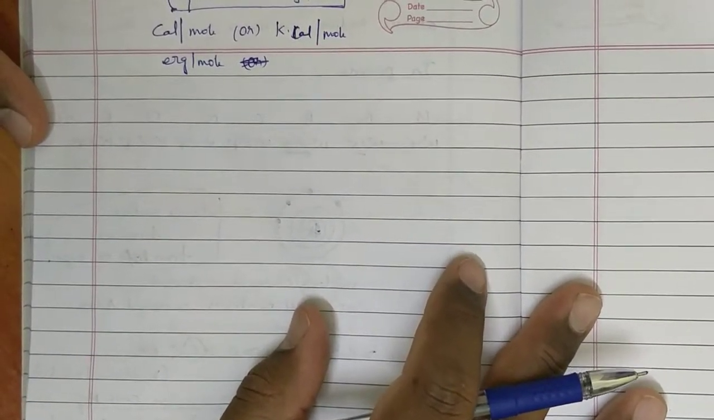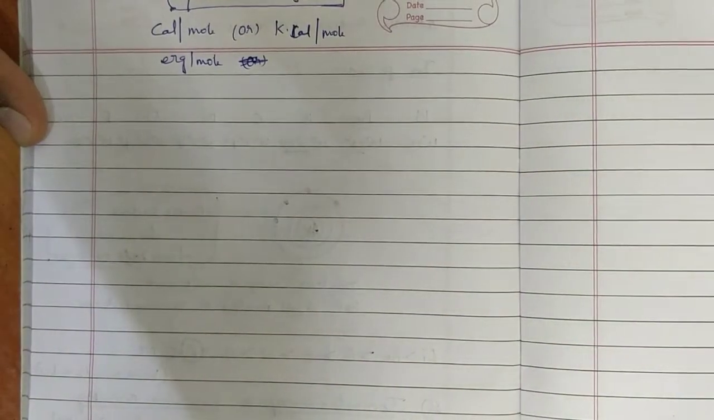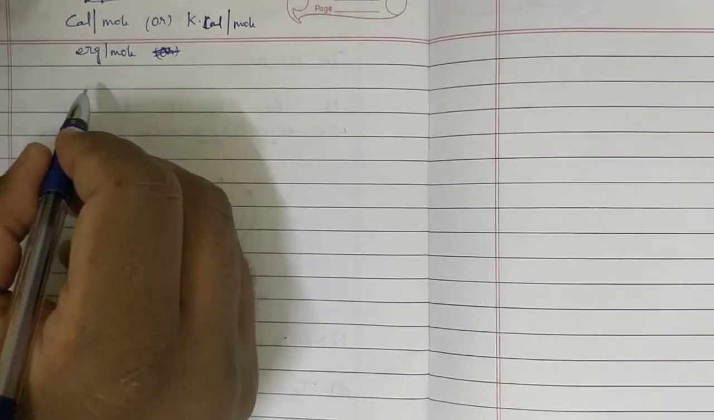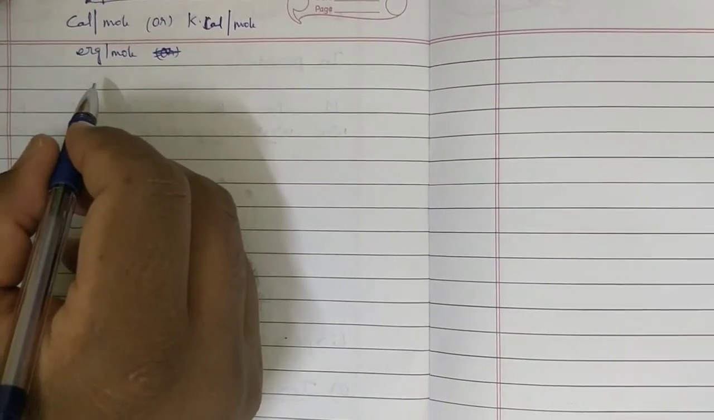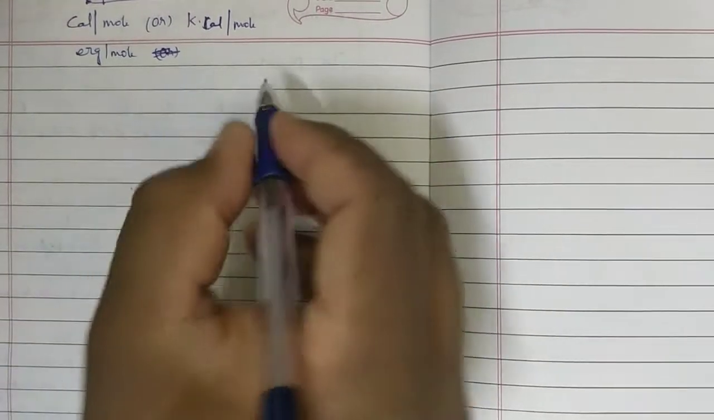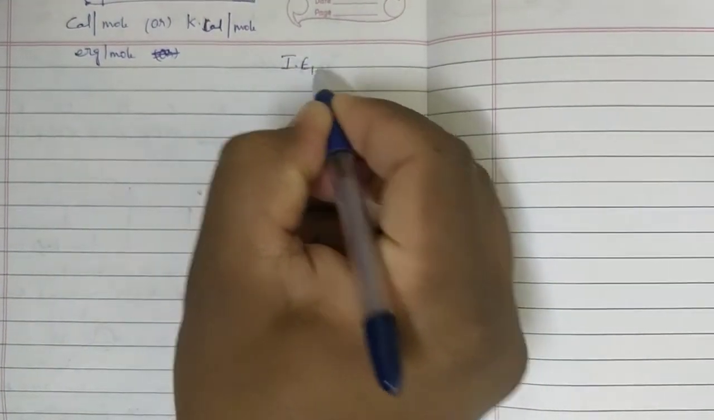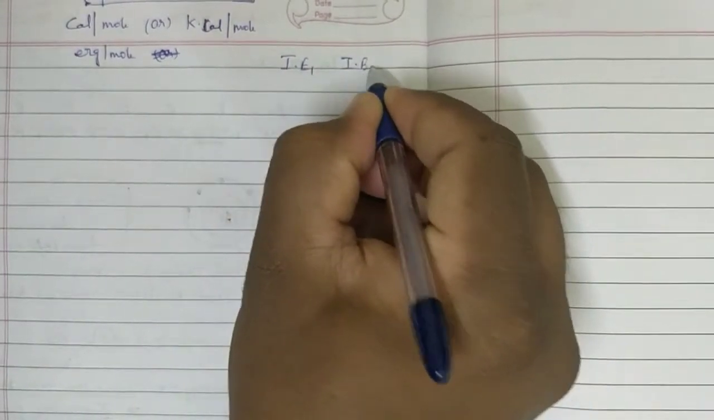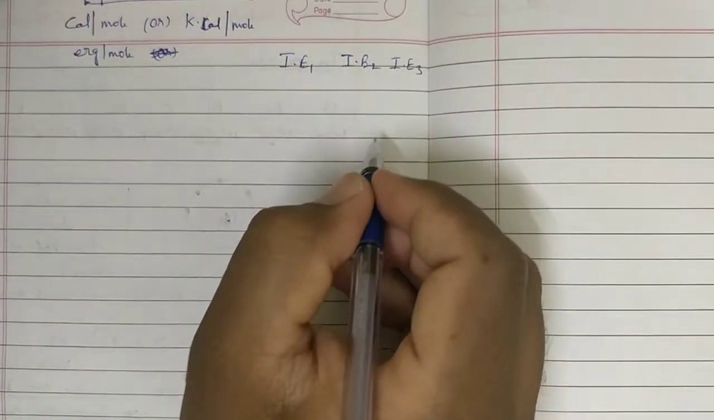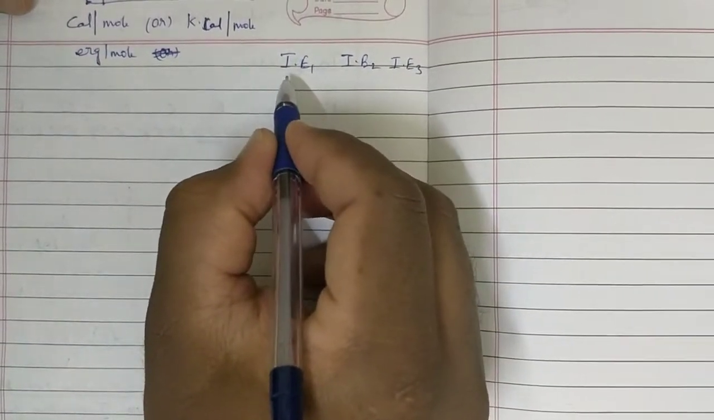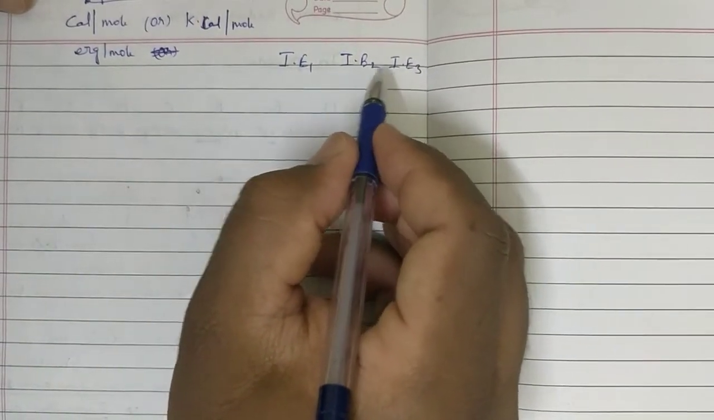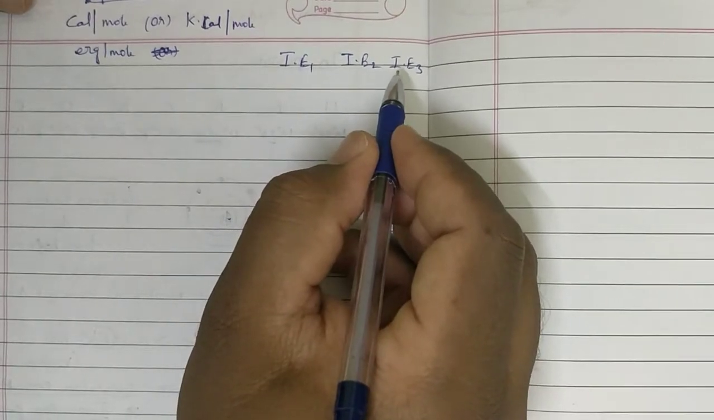Is it okay, ma'am? But till now we have seen the definition of first ionization energy, ma'am. Because when we go through NEET problems, sometimes we will see IE1, IE2, IE3, like different things. IE1 is nothing but first ionization energy, IE2 is second ionization energy, IE3 is third ionization energy.